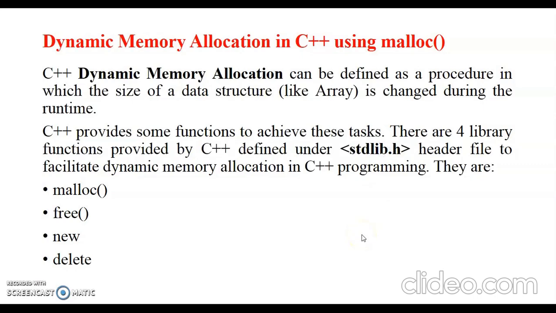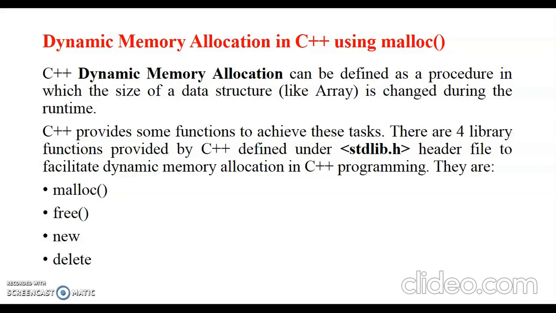Dynamic memory allocation in C++ using malloc. C++ dynamic memory allocation can be defined as a procedure in which the size of a data structure, for example an array, is changed during the runtime. We know that in C++, if we are not doing dynamic memory allocation, then the array size is fixed, it is constant. You cannot make the array size variable. So using dynamic memory allocation, that array size can be changed during runtime.